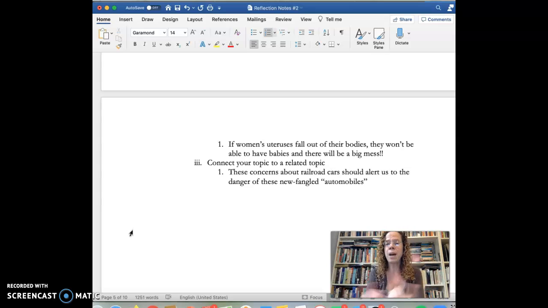Or you could connect the topic to a related topic. You could say, these concerns about railroad cars should alert us to the danger of these newfangled automobiles too, which is another technology people worried about.